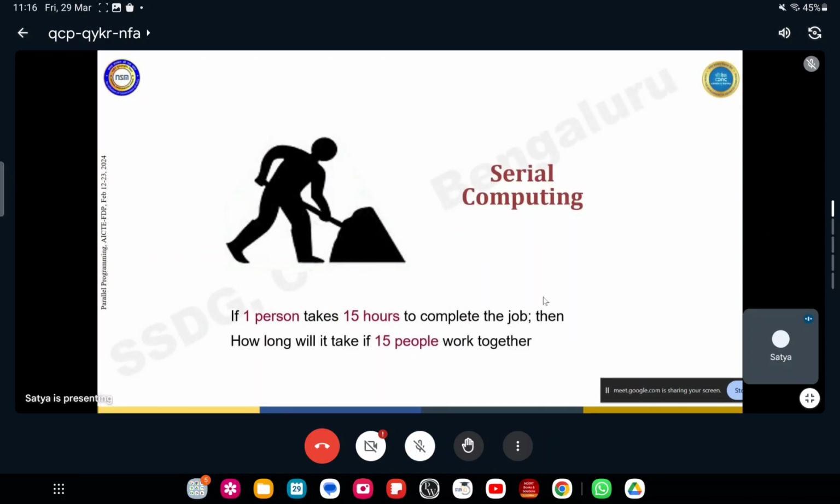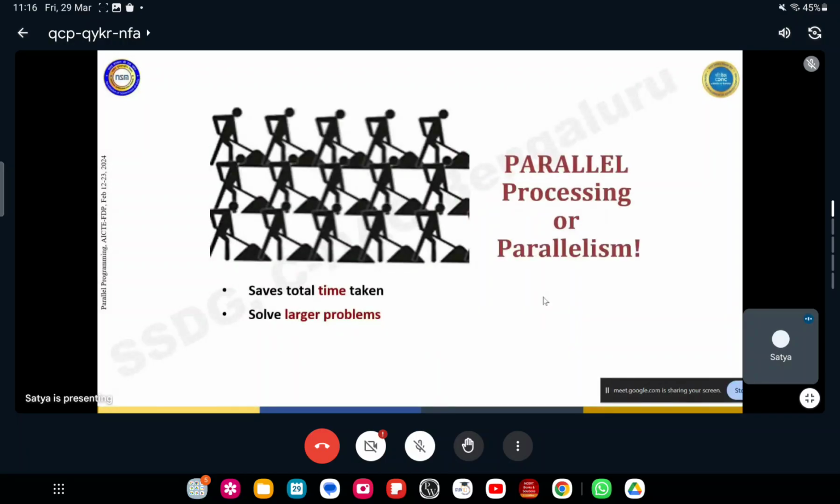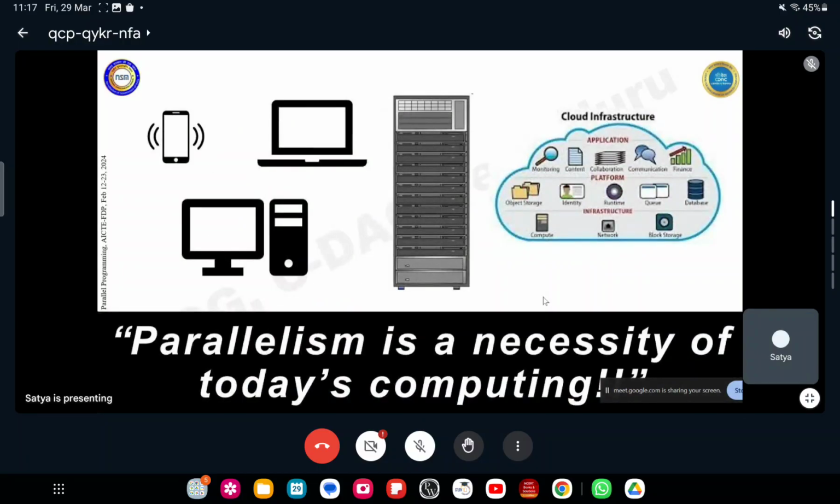Earlier, serial computing: one person takes 15 hours of time. Imagine if 15 persons work together, it saves time and handles larger problems. You have to break the problem into a number of subproblems, throw them onto the multiple CPUs, and run. Parallelism is a necessity for today's computing. Yes, it is required now, because even cloud infrastructure and all those things are supported by parallelism. That is the reason you can call it parallel programming.